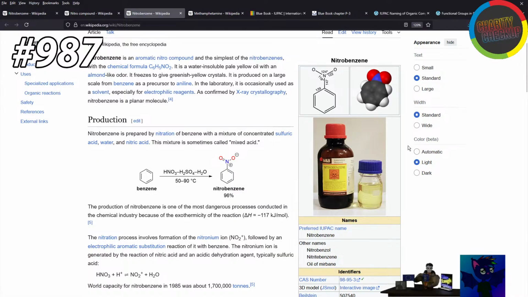Oh, it's a planar molecule. That's curious. Honestly, if I had to make a guess, I would expect the oxygens to swivel. But I suppose it would make sense with... wait, would it? No, it beats me. It being a planar molecule, that is interesting. I suppose it's something to do with the pi bonds.